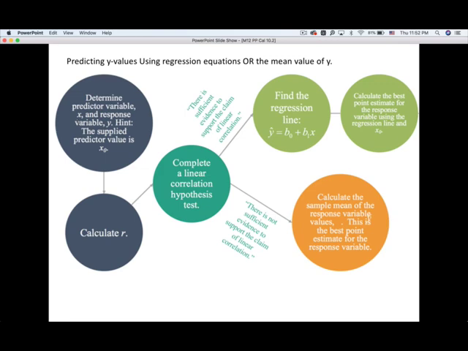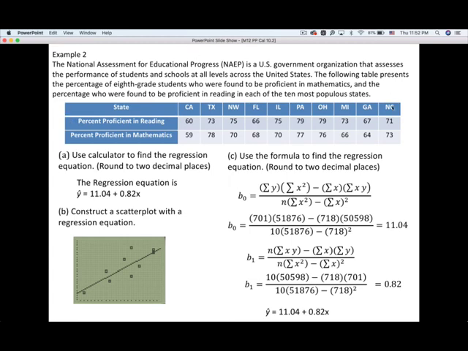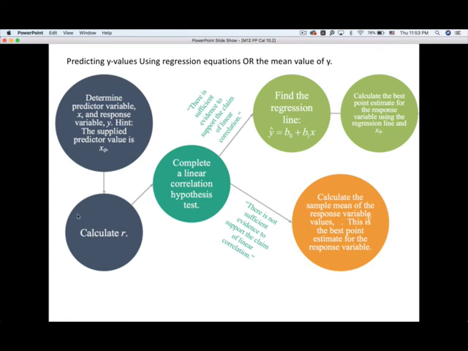Okay, so most of the time when you have a chart like this, the first row should be your x, second row should be your y. So you know here the percent proficient in reading, that will be your explanatory variable. And the second one, percent proficient in mathematics, that will be your response variable. Okay, and then calculate your R. We need to know if there is a linear correlation.